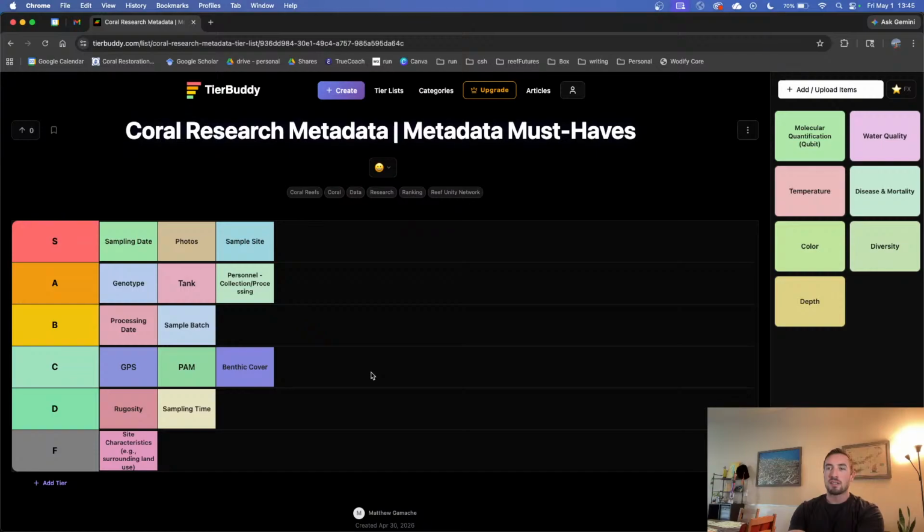I think I'll leave it here and see. It's fun to measure it too. I enjoy measuring benthic cover.